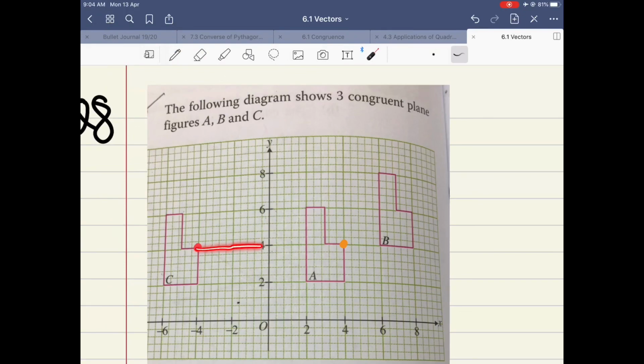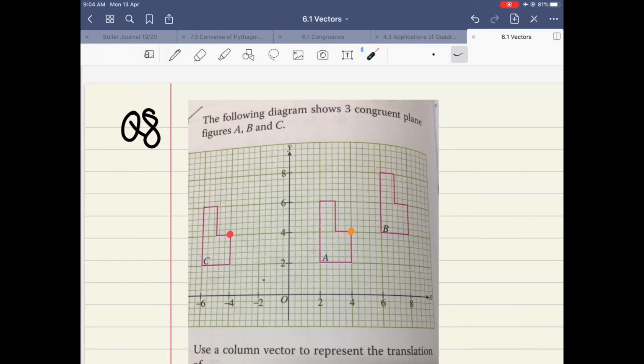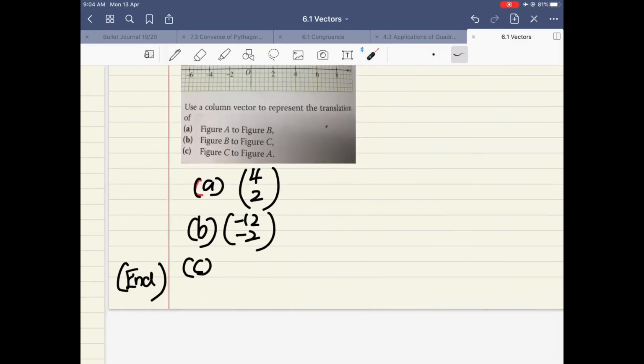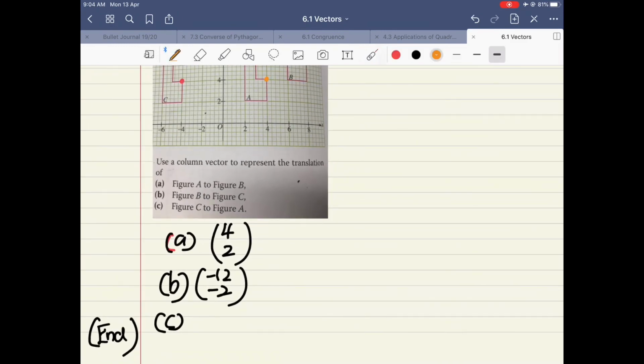So I will see here is 2, 4, 6, 8. Does it move up and down? It doesn't. So therefore, there's only a translation in the x direction. So hence, for part C, the required vector that we need is 8 and 0.